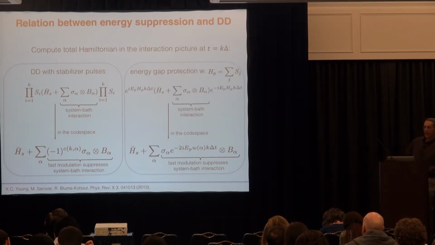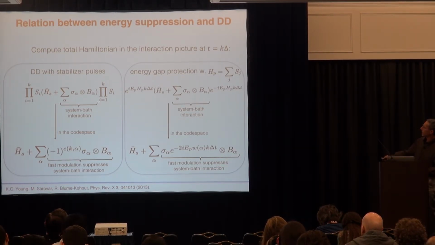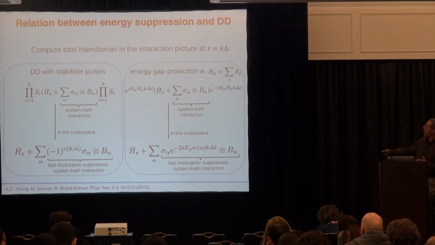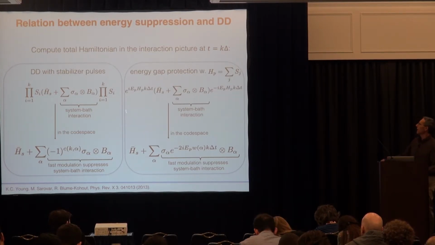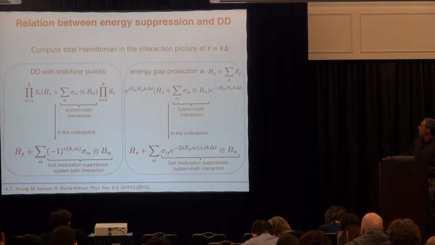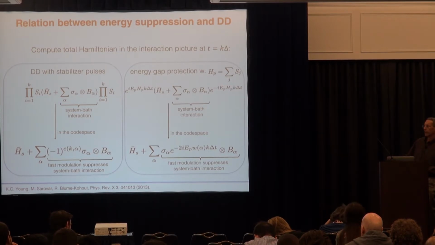And if you consider the energy gap protection scheme with a penalty Hamiltonian that's a sum of stabilizer generators, well, it's actually not surprising that the two are very similar, because here we're applying a product of stabilizers, and here the Hamiltonian is the sum of stabilizers. So if you exponentiate it, you get a product of stabilizers. And indeed, if you consider the time evolution, what you find is that the effective Hamiltonian looks very similar to what you get with dynamical decoupling.